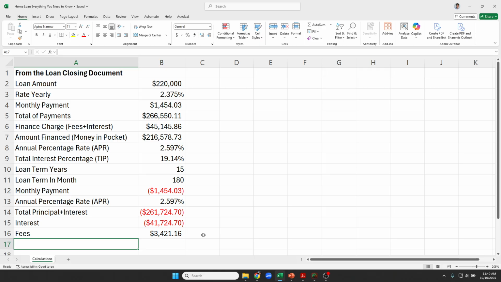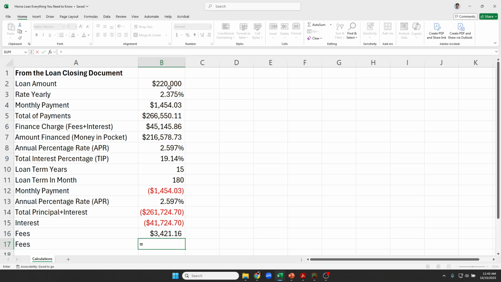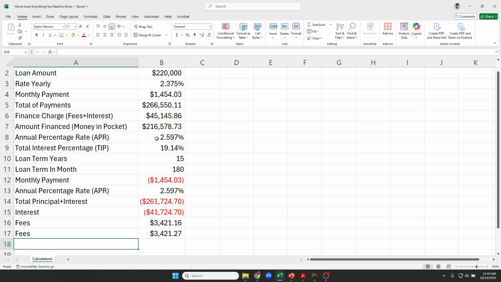You can calculate these fees in another way too. So you can simply do this. This is what the bank says you're going to pay off, and this is what you got in your pocket. So this should be the exact same. So this is the total fees I actually paid to the bank.